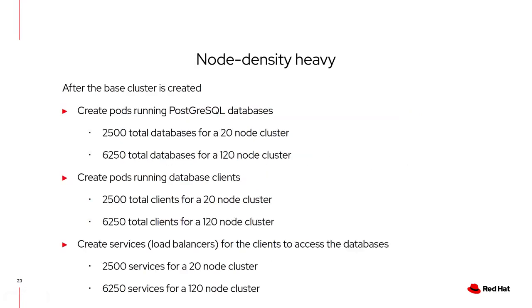Next is the node density heavy test. For this one, we'll be creating nodes and services. Services in OpenShift translate to VIPs in OVN load balancers. These days, a service has a direct one-to-one correlation with an individual OVN load balancer. For these tests, the pods created are PostgreSQL databases and clients. At 20 nodes, we create 2,500 databases and 2,500 clients. At 120 nodes, we create 6,250 databases and 6,250 clients. Finally, we create an equal number of services, so 2,500 for 20 nodes and 6,250 for 120 nodes.